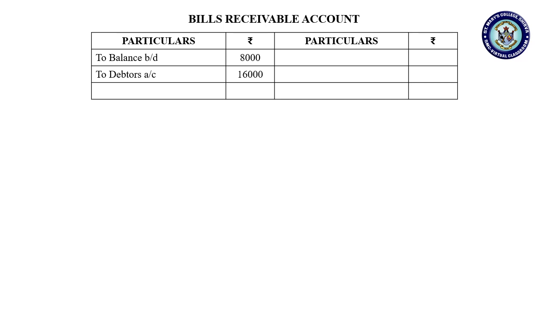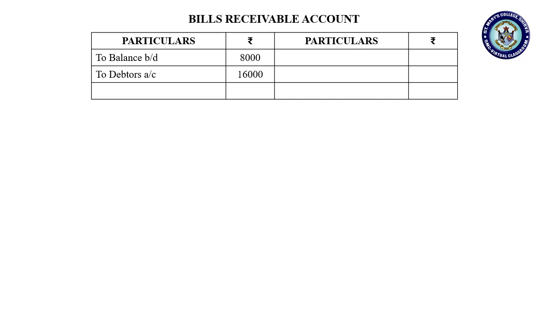So first you have to start with the opening balance, that is to balance brought down 8,000. Next, that is bills receivable received. So the journal entry will be bills receivable account debit to debtors account. So in bills receivable account, it is to debtors account 16,000.